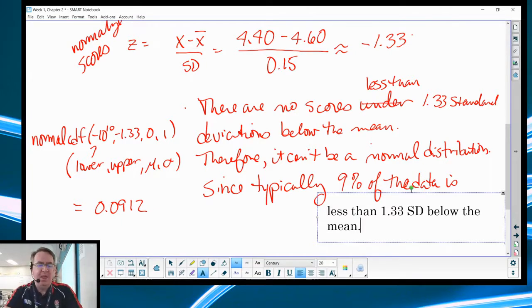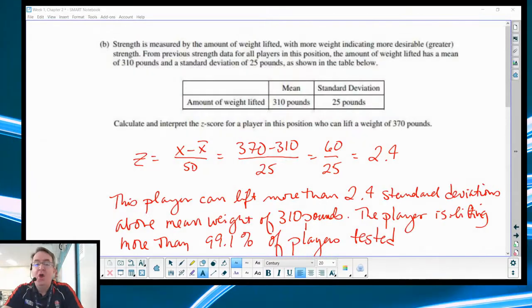Okay, so then in part 2, they're doing strength, same idea. Now they don't give us a minimum or maximum, and they're asking us to find a z-score. They give us the mean of 310 pounds as the mean weight lifted, and the standard deviation is 25 pounds. To calculate this, you can see I have the z-score, x minus x-bar over the standard deviation. I get a z-score of 2.4. So we're saying that this player is lifting 2.4 standard deviations above the mean of 310 pounds, which is obviously significant.